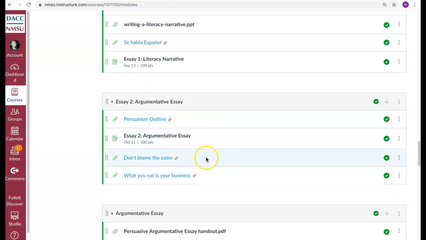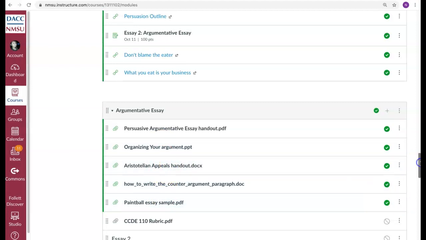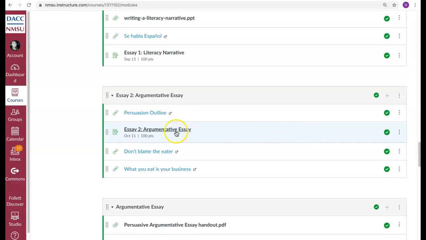So I recommend that you go to modules instead of going straight to the assignment, because as you can see, when you go to the module, I have a persuasion outline, which is going to be part of an assignment that we're going to do later on. It also has the instructions, and the 2 readings that you have to do for that essay. And over here, you have more resources on argumentative writing and things like that. So let's go ahead and read the instructions. All you need to do is click on the assignment.